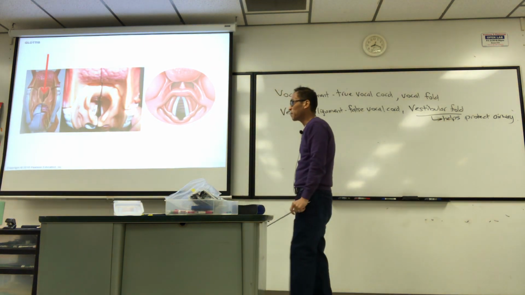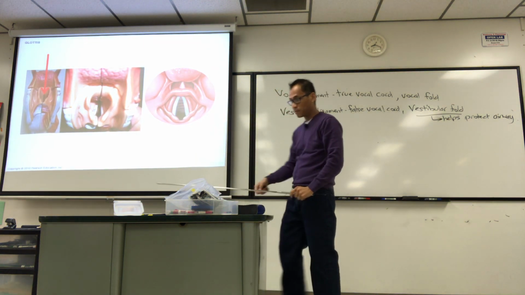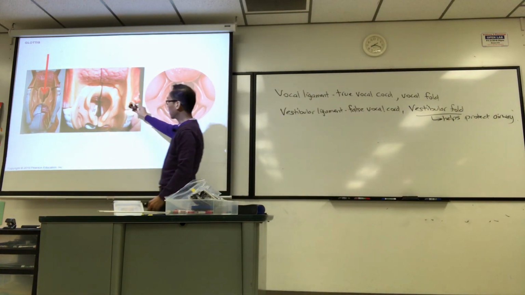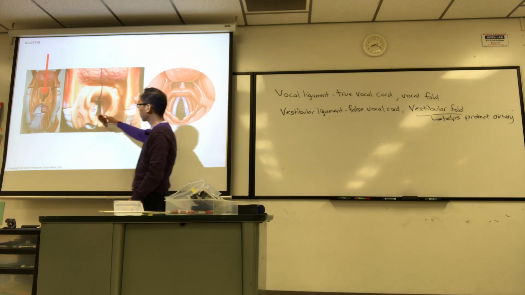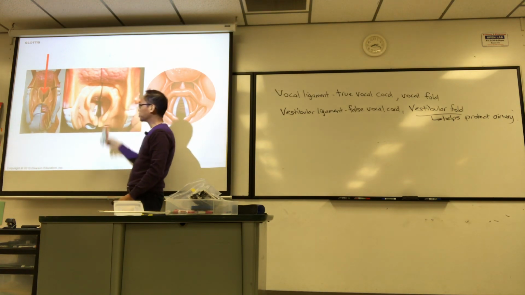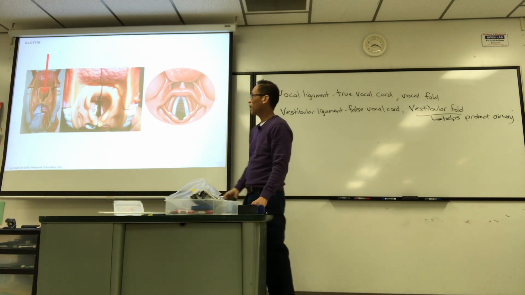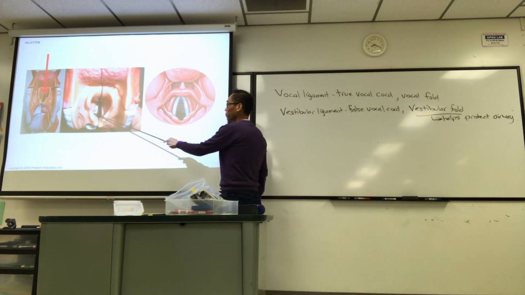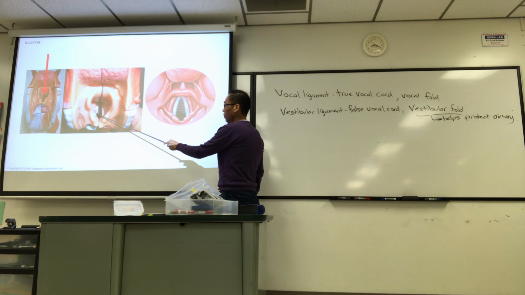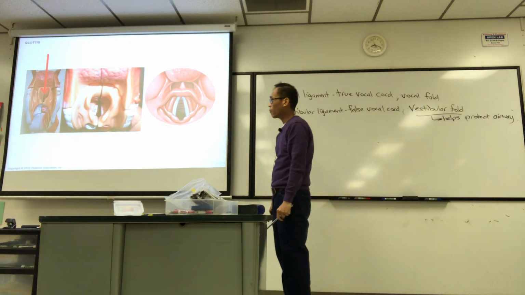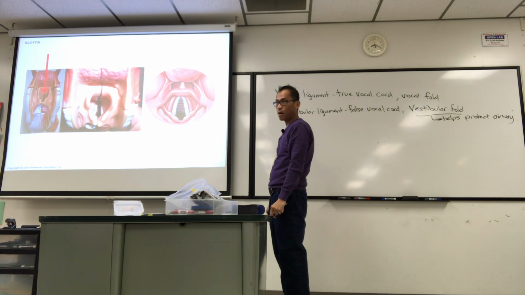So what I did was I took a picture of the model, right? This model. And yeah, just like that. And I was just trying to look for those little whitish structures. What are those? Identify. Vocal ligaments or vocal fold, true vocal cord, whatever you want to call it.